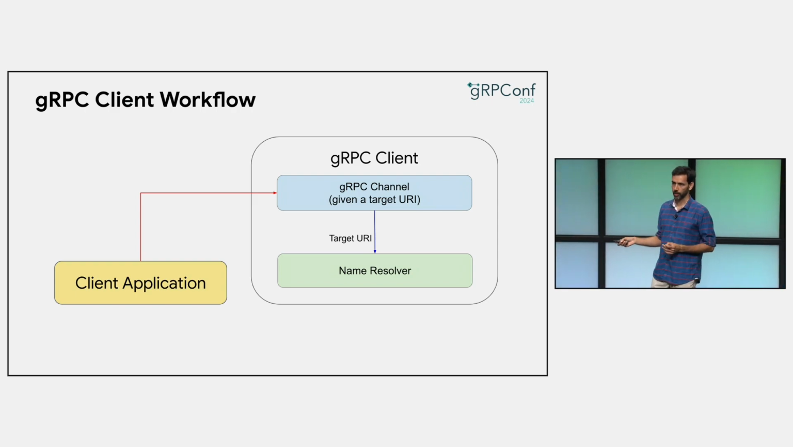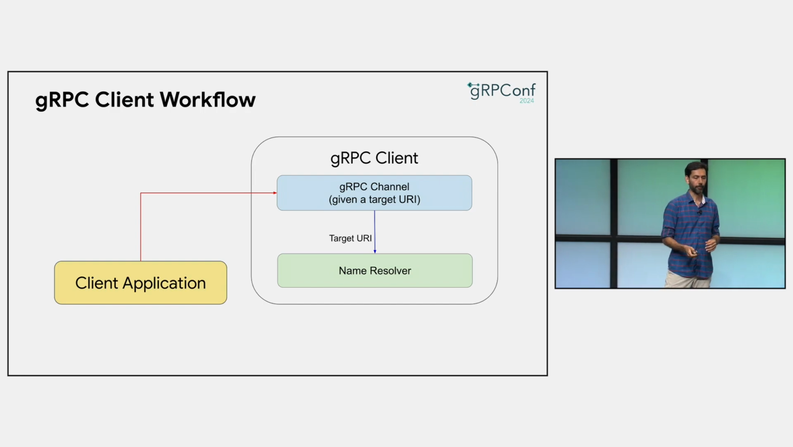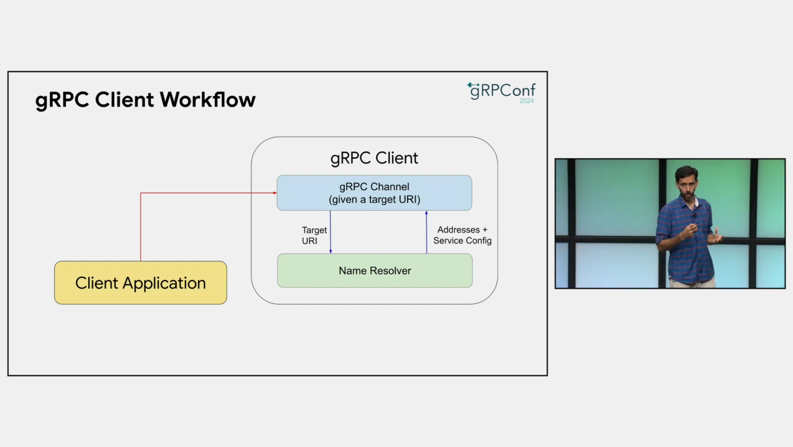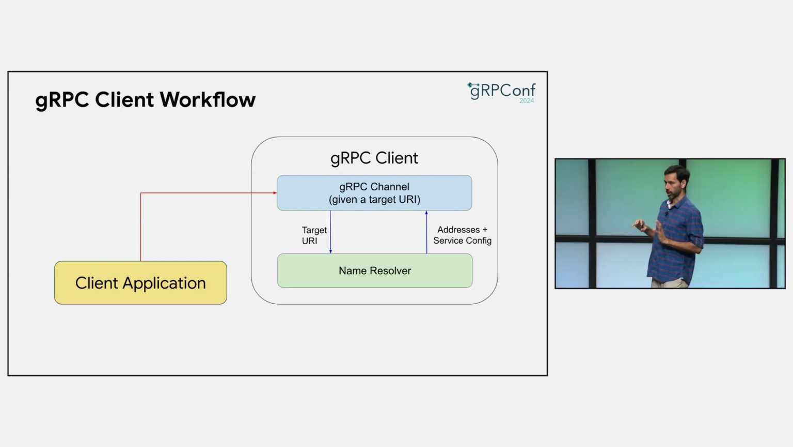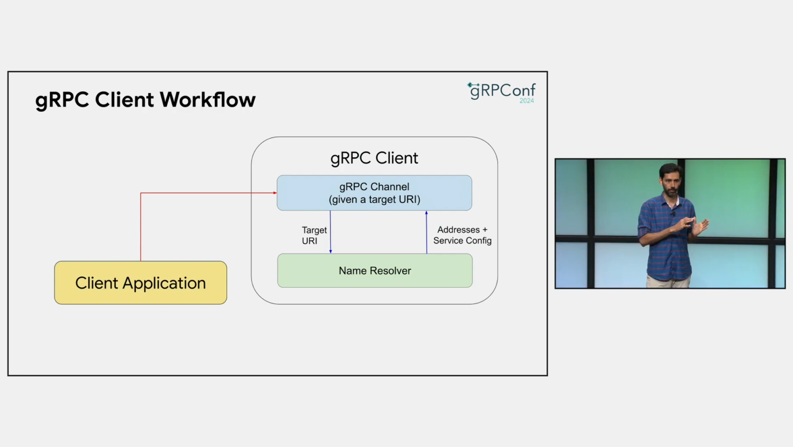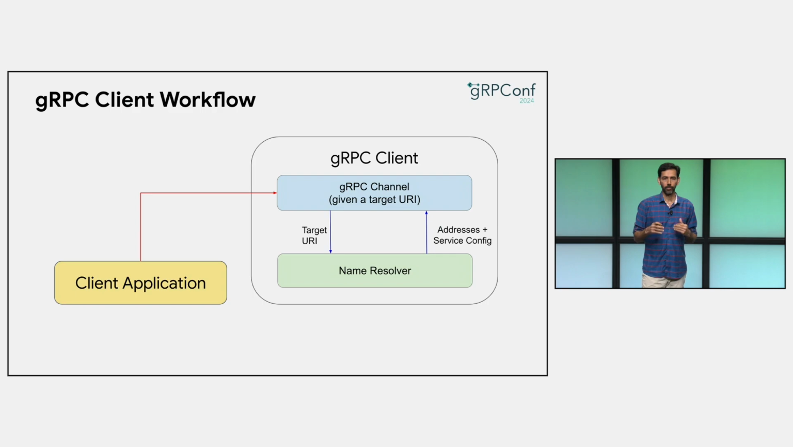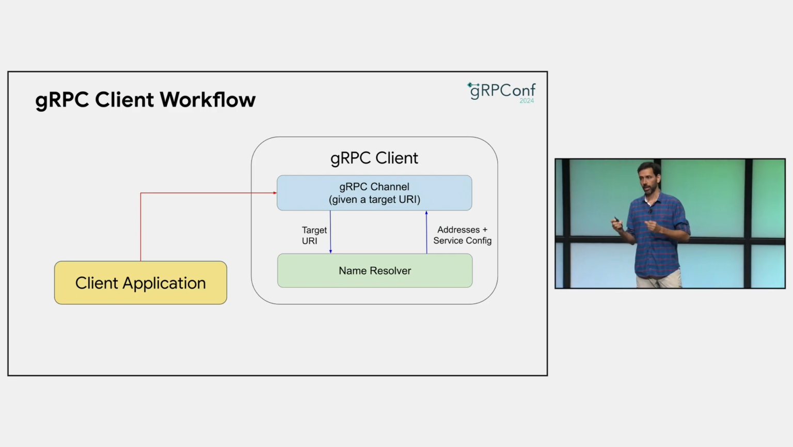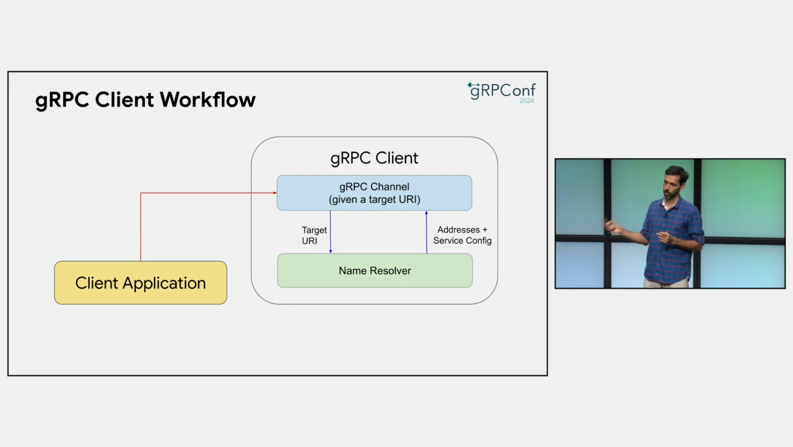Now the channel comes to life and it goes ahead and creates a name resolver, and gives the target URI to the name resolver. The name resolver will go and do its thing, and it will come back with a bunch of backend addresses and something called service config. This service config is a piece of configuration that specifies how a gRPC client behaves when it's talking to a gRPC service. It contains a bunch of knobs, but the most important one is the name of the LB policy to use. It also contains the configuration to be passed to the LB policy.